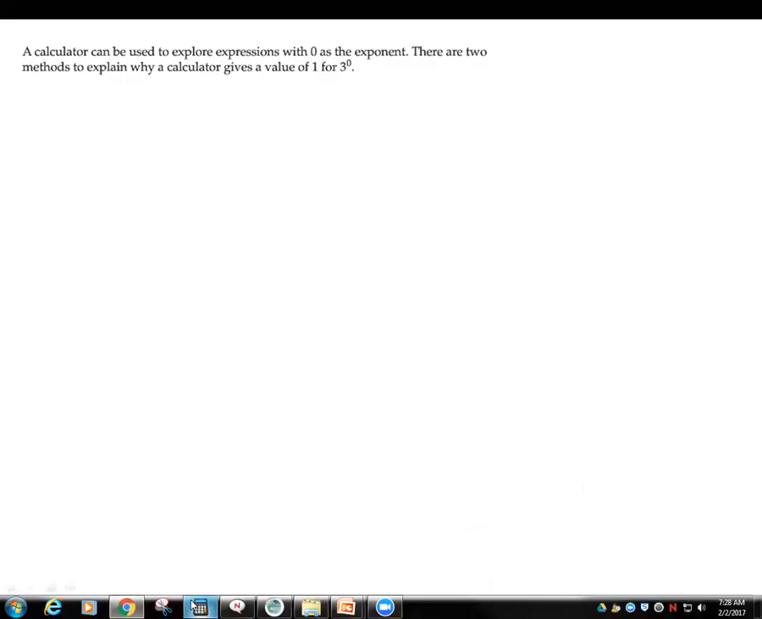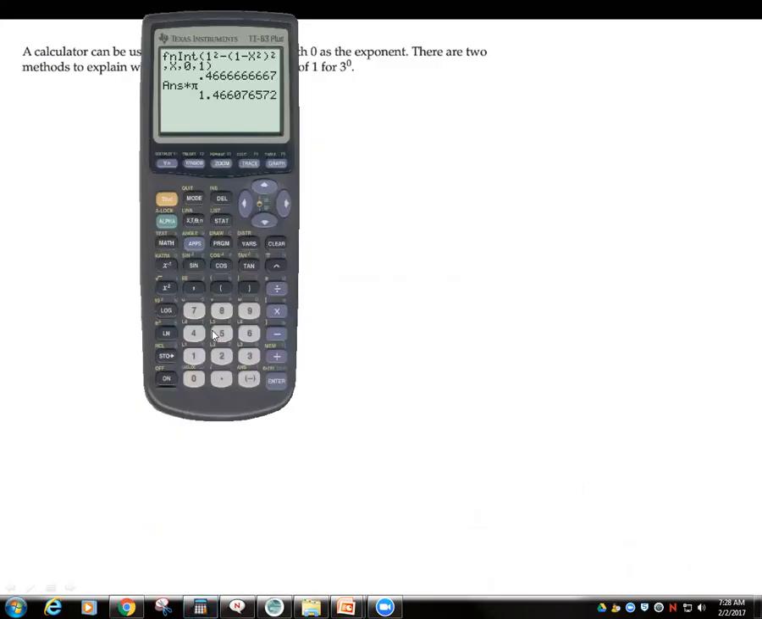All right, a calculator can be used to explore expressions with 0 as the exponent. There are 2 methods to explain why a calculator gives a value of 1 for x or 3 to the 0 power. So for example, if I bust out my handy dandy calculator and I do 6 to the 0 power like that, you're going to get 1. If I do 8 to the 0 power, you're going to get 1. If I do a large number like that to the 0 power, guess what you get? 1.